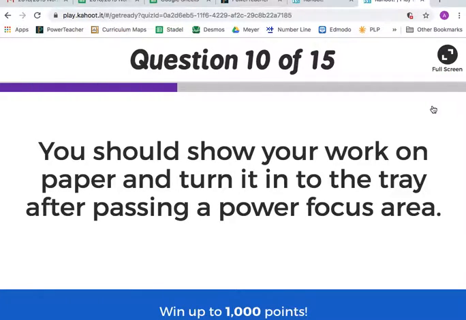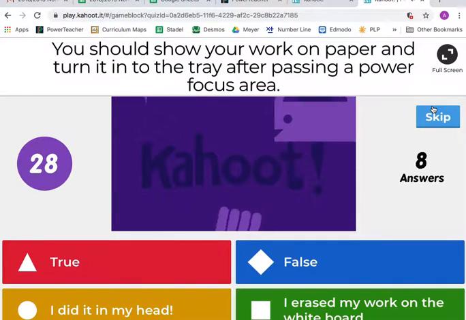You should show your work on paper, turn it into the tray when you pass a power focus material or additional.